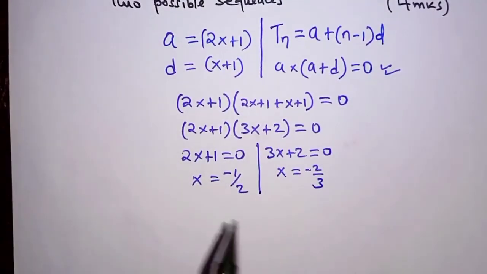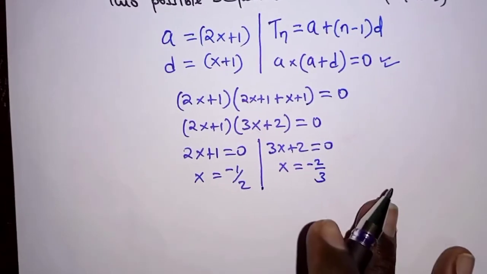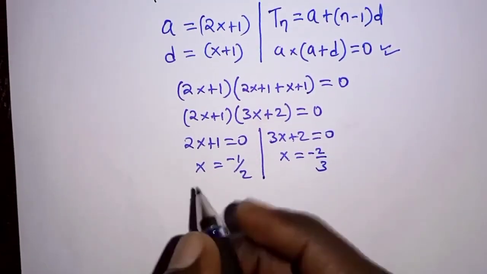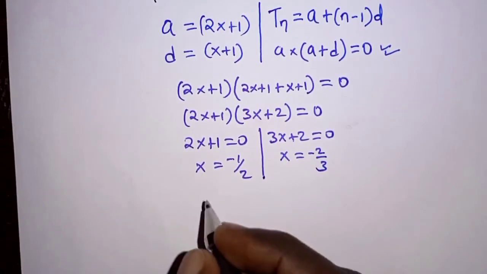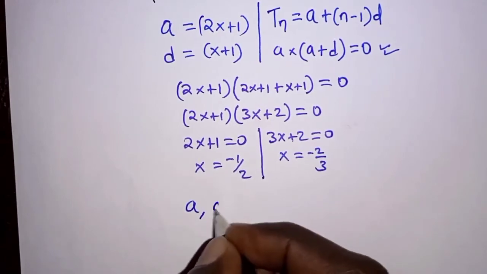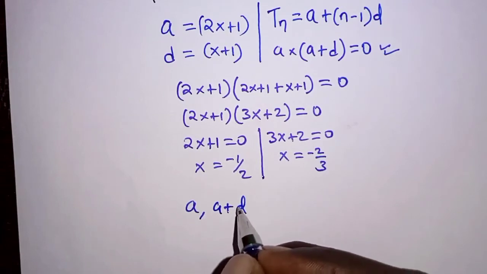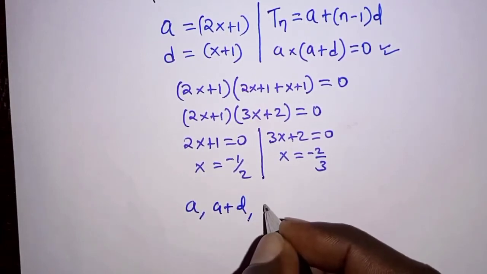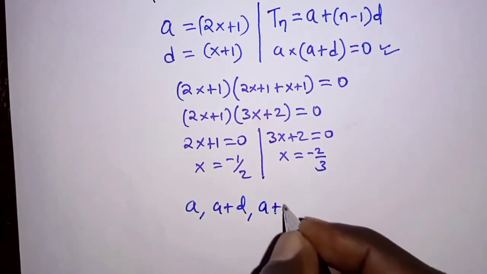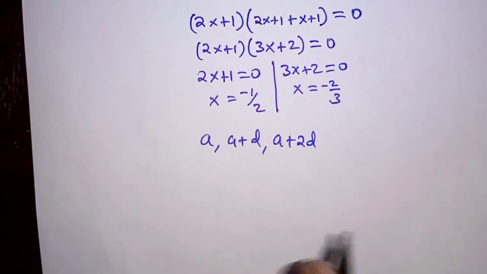The question required us to find the first three terms of the two possible sequences. The first sequence will have x equal to negative a half. So remember, these are the first three terms of the sequences. So we have a being the first term, second term is a plus d, that is a plus n minus 1, and n is 2, so 2 minus 1 is 1, 1 times d is d. And then the third term we have a plus 2d, following the same procedure.